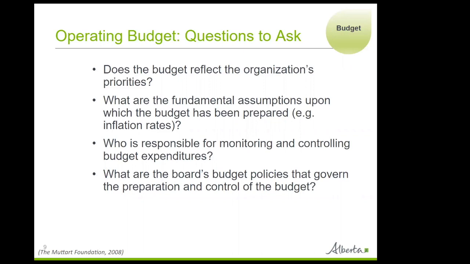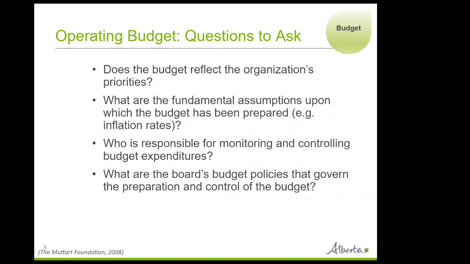We talk a lot about asking questions. When you're creating your operating budget or you're reviewing your operating budget, there are a few questions that you can ask. Does the budget reflect the organization's priorities? If you have a plan that includes your priorities, or even if you don't have a plan, you may already have an idea what your organization's priorities are. So the budget should reflect those priorities.